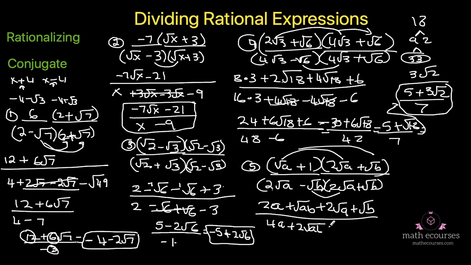Same thing here, but it's a minus 2 square root of AB. I always write it alphabetically. And then we have a minus. Negative times a positive is a minus. Square root of B times square root of B is B. Okay, combine your like terms.